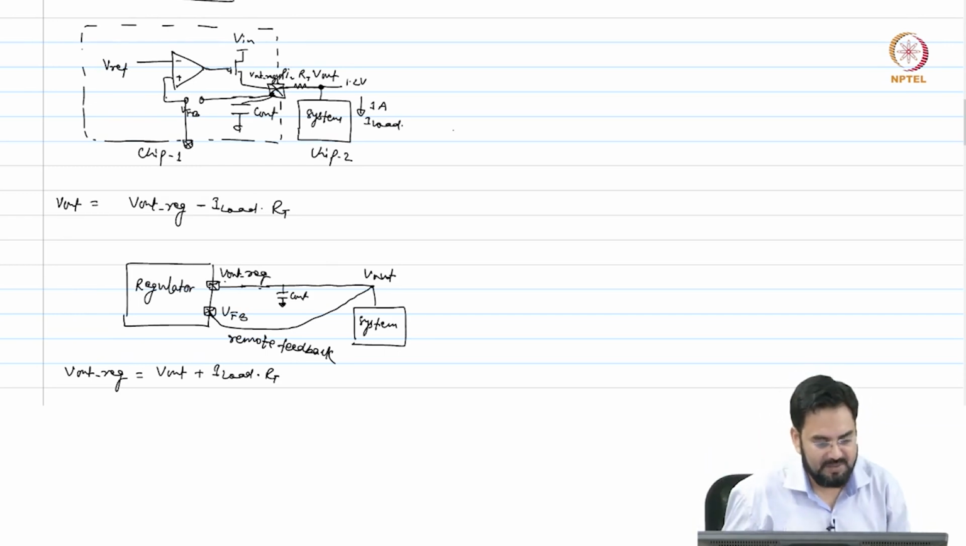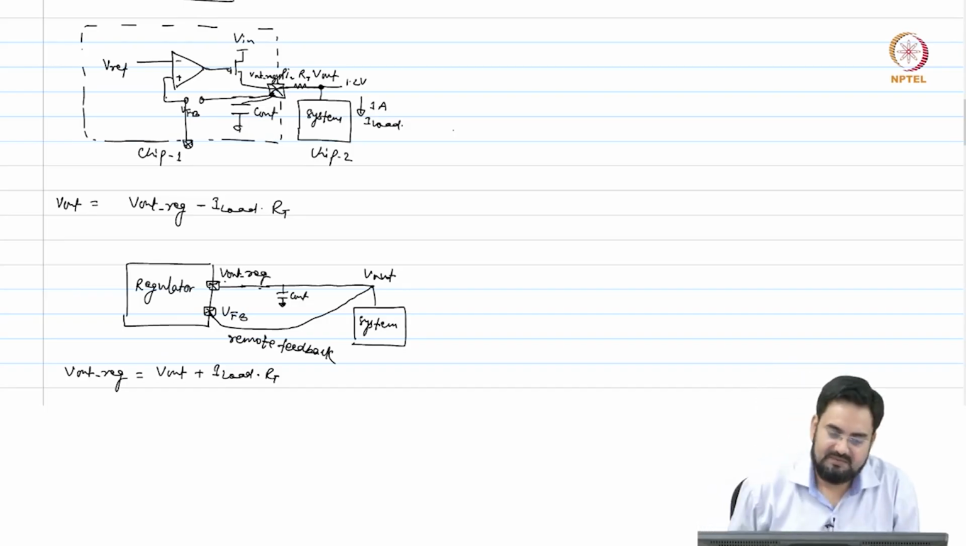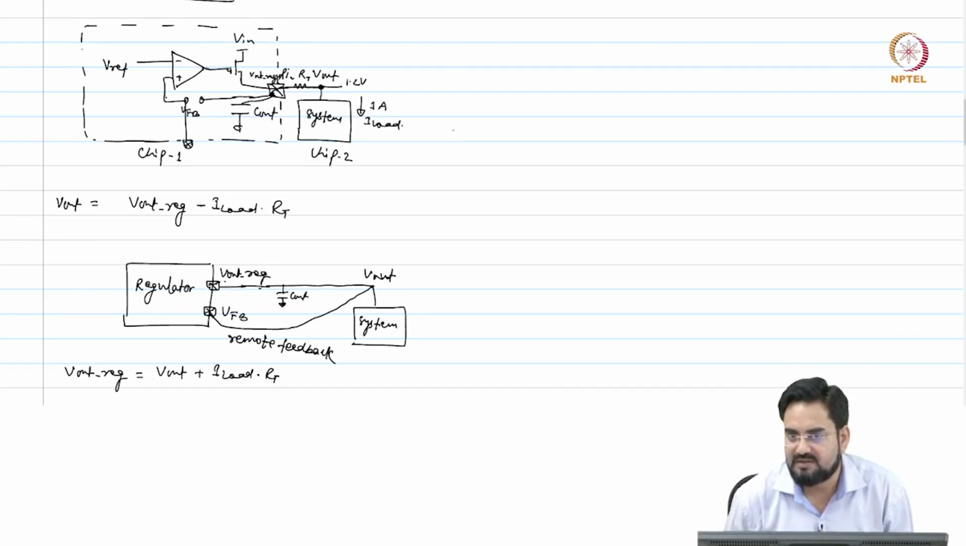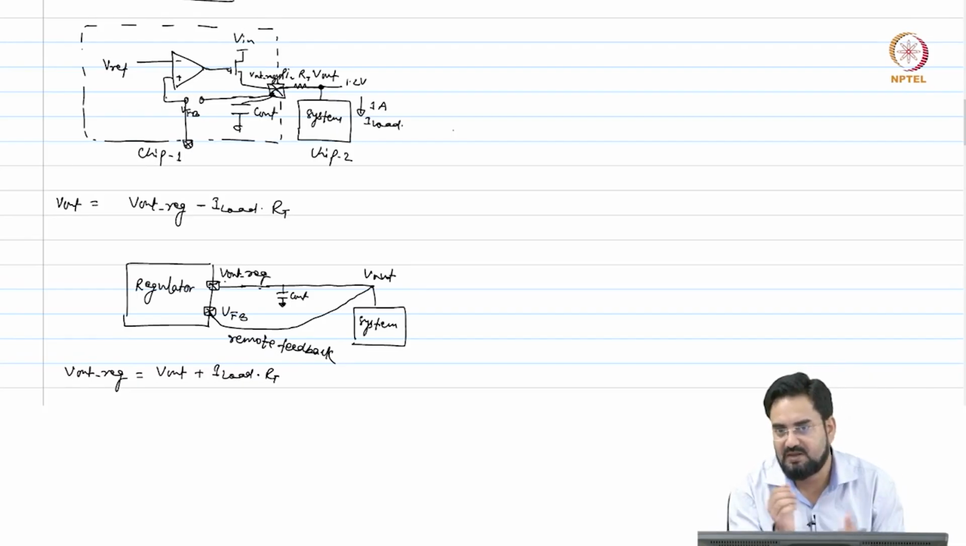So, without changing the feedback you can do that, but then you have to do that for every load current. When the load current changes, then the drop across that resistor will change, then you have to move that up or down.